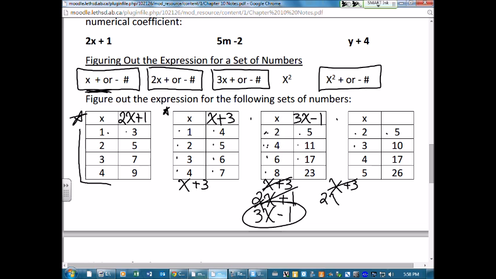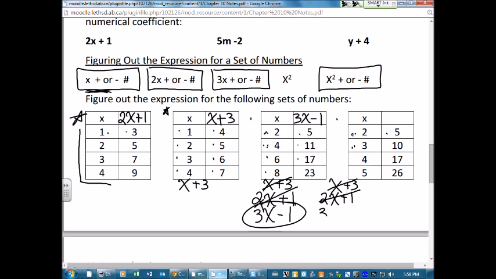Then we go to 2x. If x is, and we go back to the beginning always. Okay, we always start with the first couple, the 2 numbers there. So if x is 2, 2 times 2 is 4, plus 1 is 5. So let's try this one. 2 times 3 is 6, plus 1 is 7. Still didn't work. Okay, so that one's out.